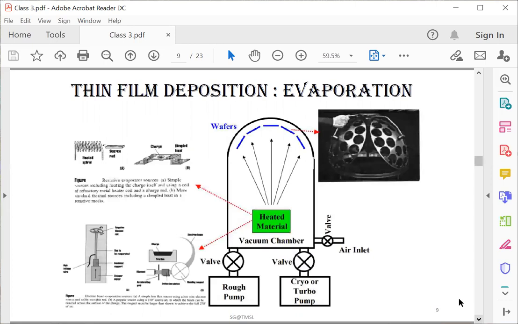Now the pressure inside this chamber is less than 1 millitorr. It has to be. The vapor atoms travel in this chamber in a straight line until they strike a surface where they accumulate as a film. Here again a schematic diagram is shown. These are the wafers, 1, 2, 3, 4, 5, and many more, and the enlarged view is here. These are the wafers connected in this way.